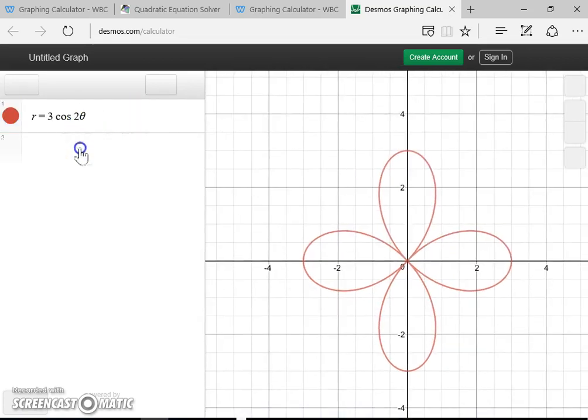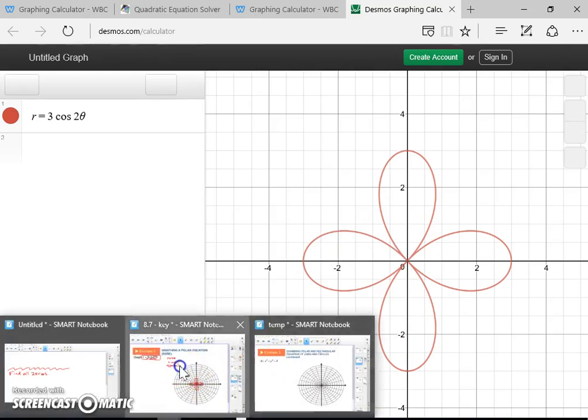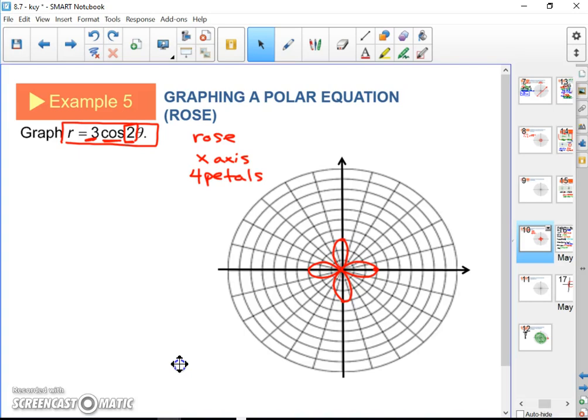And you can see that it's going over to 3 right here, and it's going up to 3, and over to 3, and over to 3. So we can see exactly what it looks like, a better representation than maybe what we can draw. But it's the same thing. You've got a rose with 4 petals. Looks something like that.